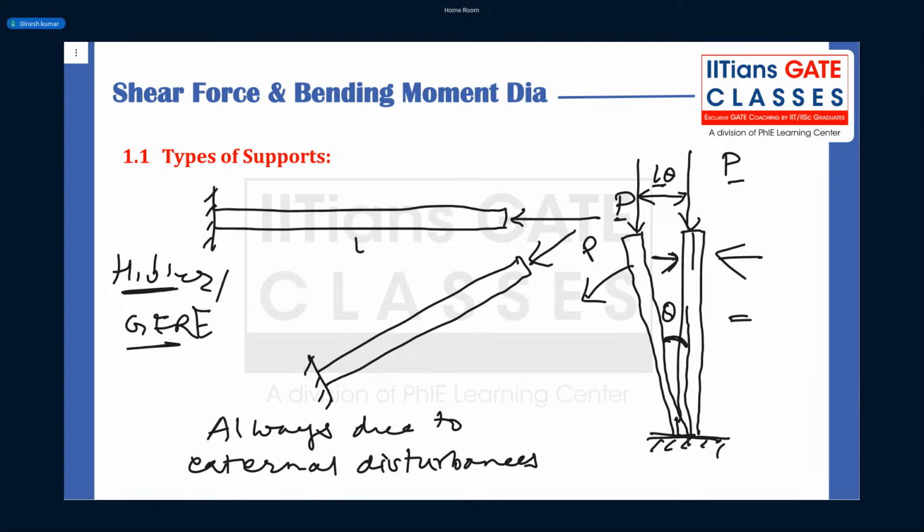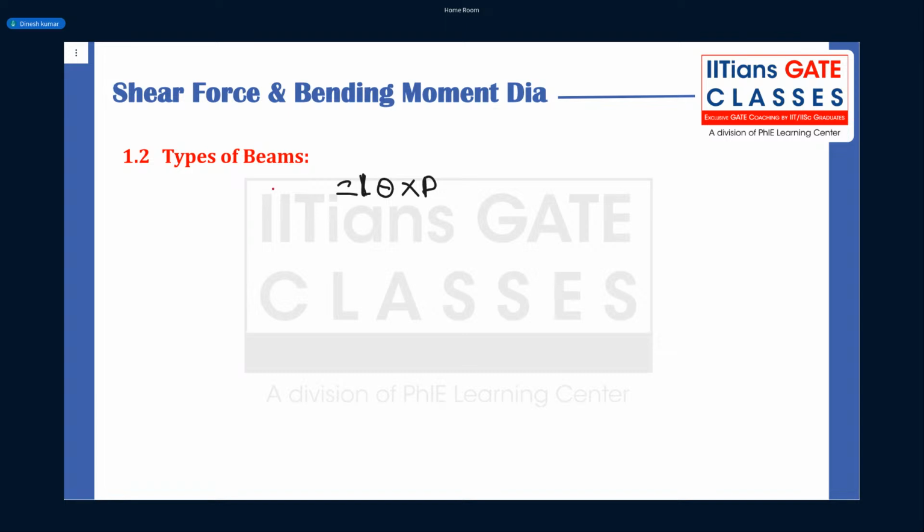It is anti-clockwise, right? So this anti-clockwise moment is a disturbing moment or a restoring moment? This is a disturbing moment, right? So if it is a disturbing moment, then there has to be an opposite moment, which is called a restoring moment.